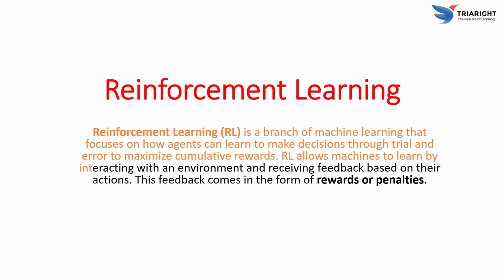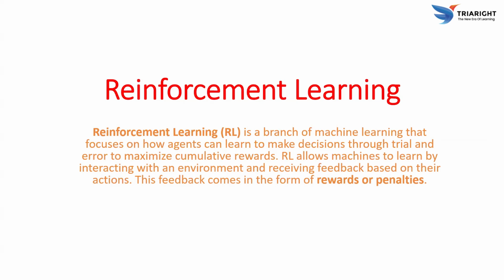RL allows the machine to learn by interacting with an environment and receiving feedback based on its actions. This feedback comes in the form of rewards or penalties. Reinforcement learning is a type of machine learning where the agent learns to make decisions by interacting with the environment. The goal of an agent is to maximize its cumulative reward over time.